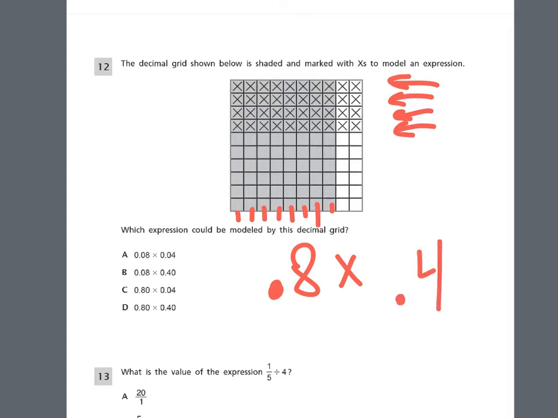So the one that shows that is D. But they did 80 instead, so it's 80 and 40, because you can add a 0 at the very end if you want to. So that's 80 hundredths times 40 hundredths.